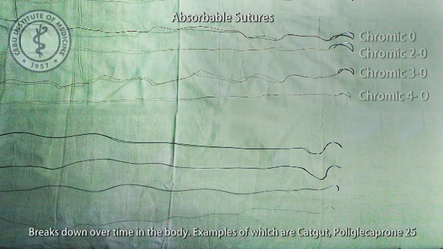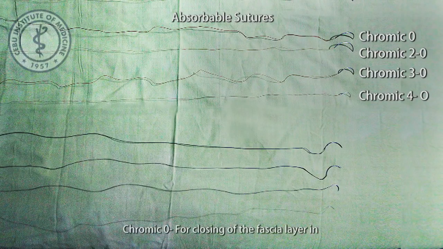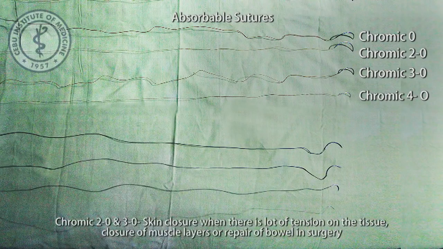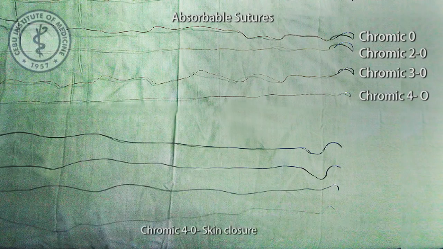Suture. Absorbable sutures break down over time in the body, examples of which are catgut and poliglecaprone 25. Chromic 0, for closing the fascia layer in abdominal surgery. Chromic 2-0 and 3-0, for skin closure when there is a lot of tension on the tissue, closure of muscle layers, or repair of bowel in surgery. Chromic 4-0, skin closure.